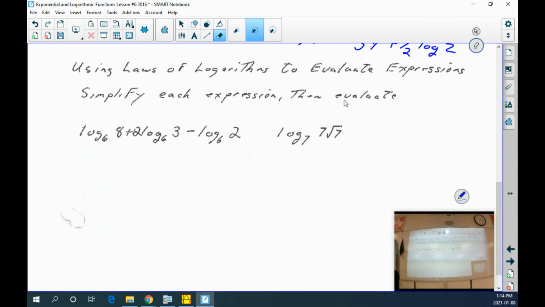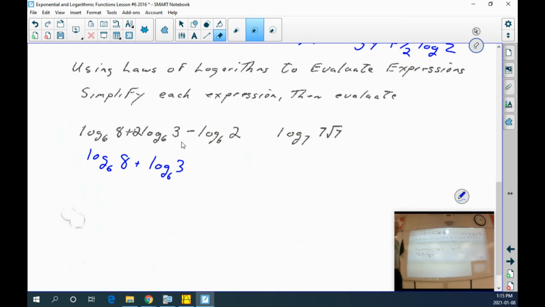Now simplify and then evaluate. So here we have the sum of two logarithms, subtracting this guy at the end. There are several different ways of doing this. What I first want to do is deal with this 2, because I have the sum of a logarithm plus two logarithms. I don't like that. So I've got to deal with that 2, and I'm going to do that by shaking it up.